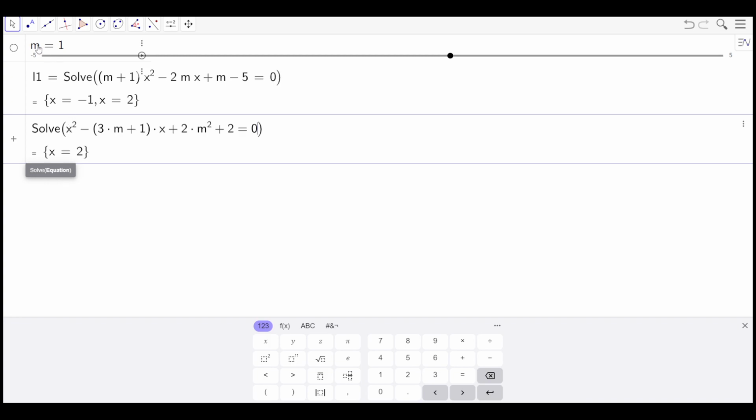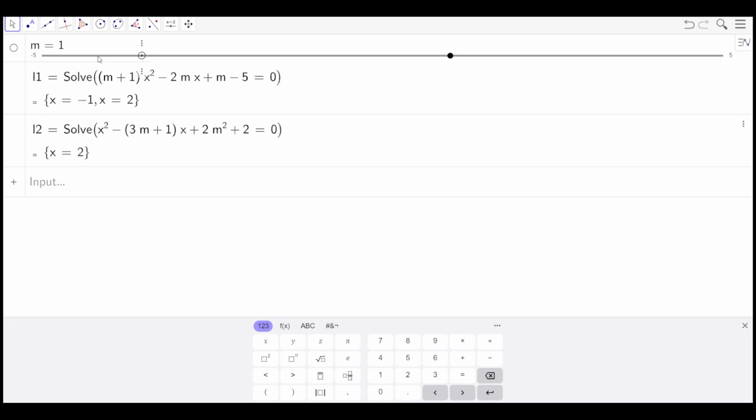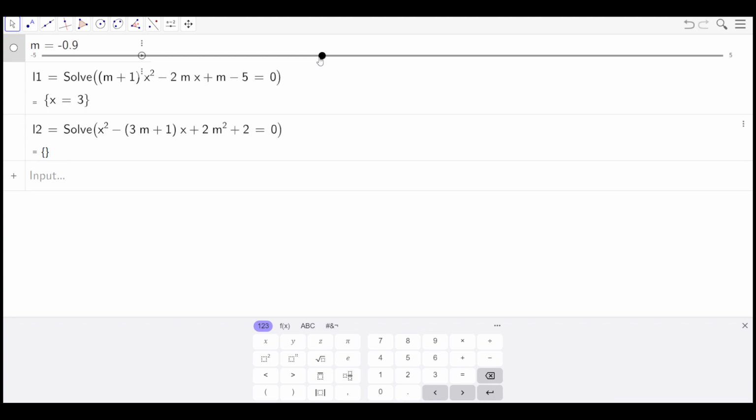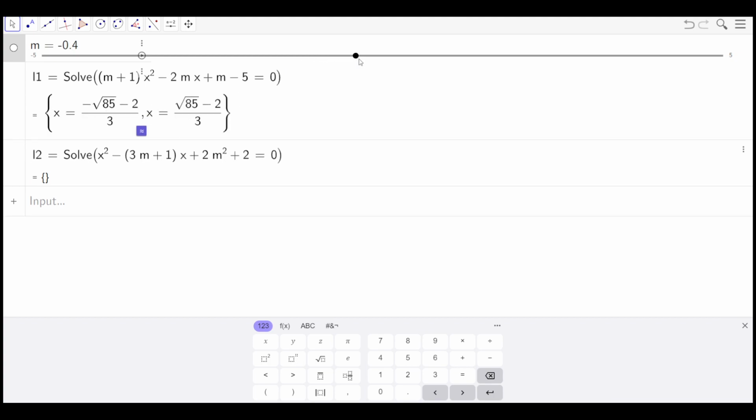Because GeoGebra is taking the same m, it means that m is 1. And then you see what happens if I start moving things around. So here, I do not have any solutions for this equation. But what is the first one we predicted? M should be what? 1. So let me go up to 1. And then you suddenly see it is still empty.